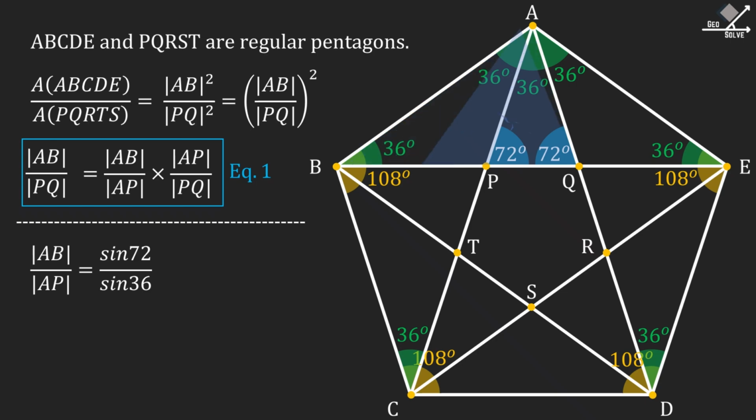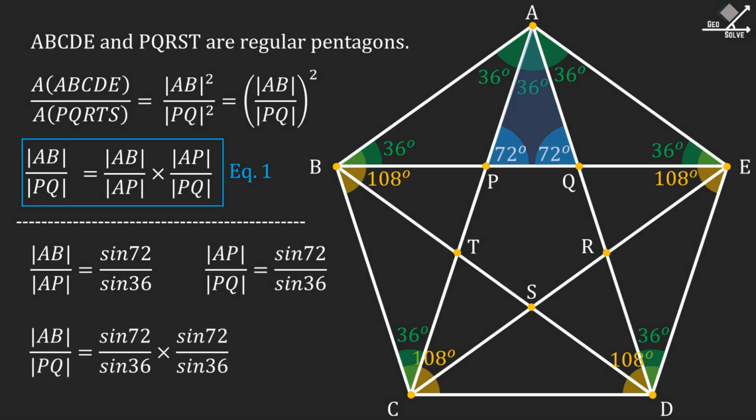Now let's apply the sine theorem on this triangle. From here, we can write AP over sine 72 equals PQ over sine 36. Rearranging the terms, we can write the equation like this. Now inserting the known values into equation 1, we can write our ratio as follows. And that can be written as sine square 72 over sine square 36.